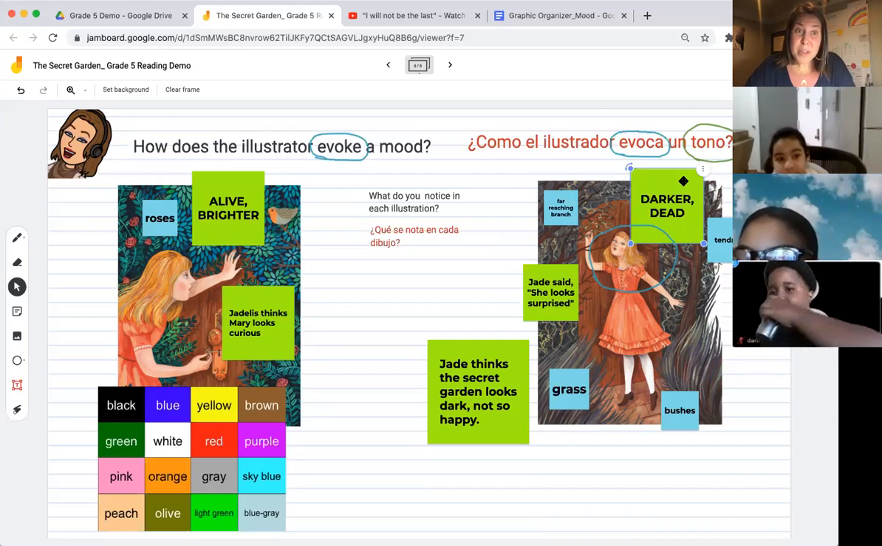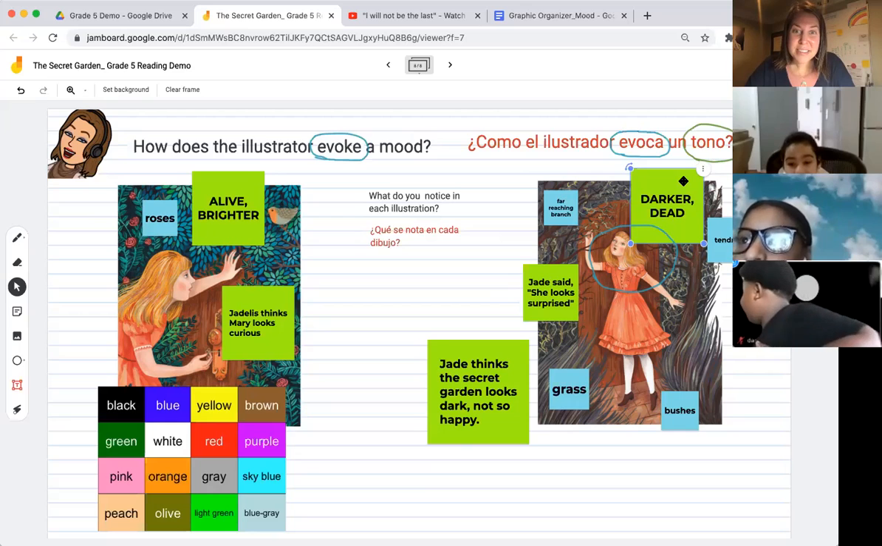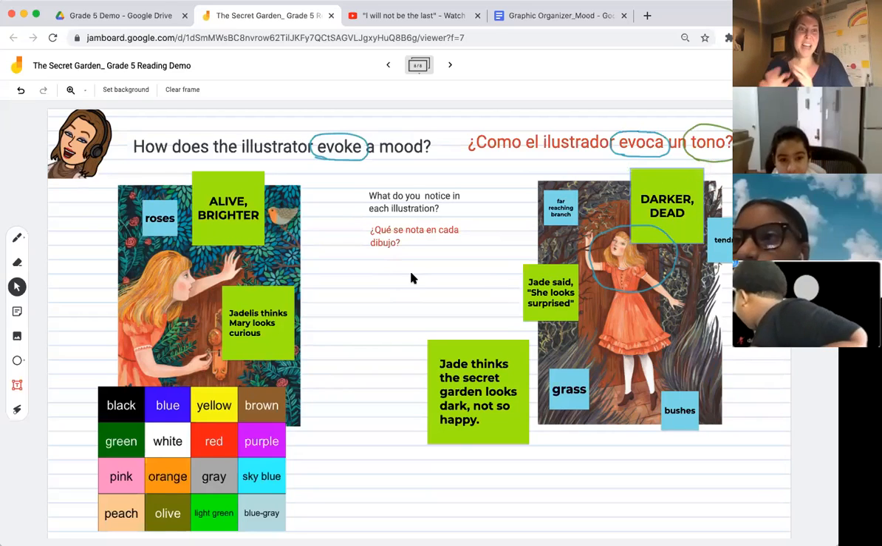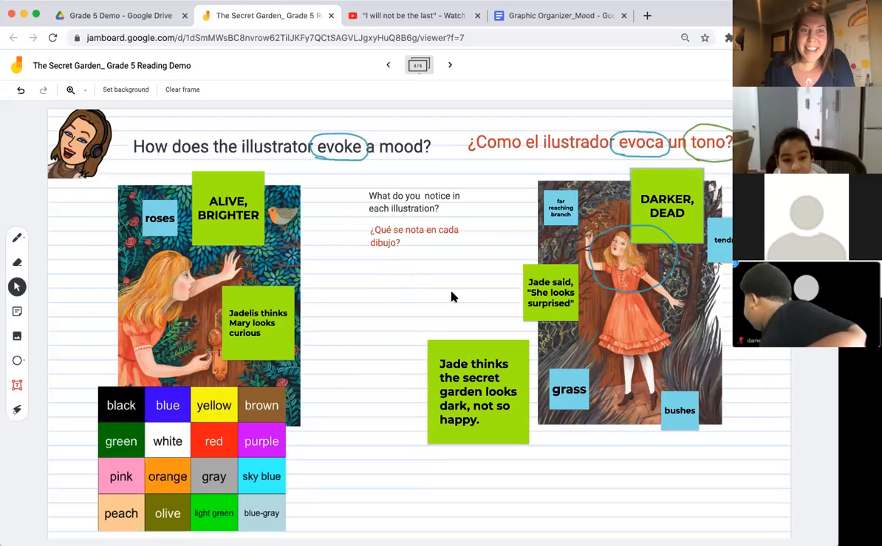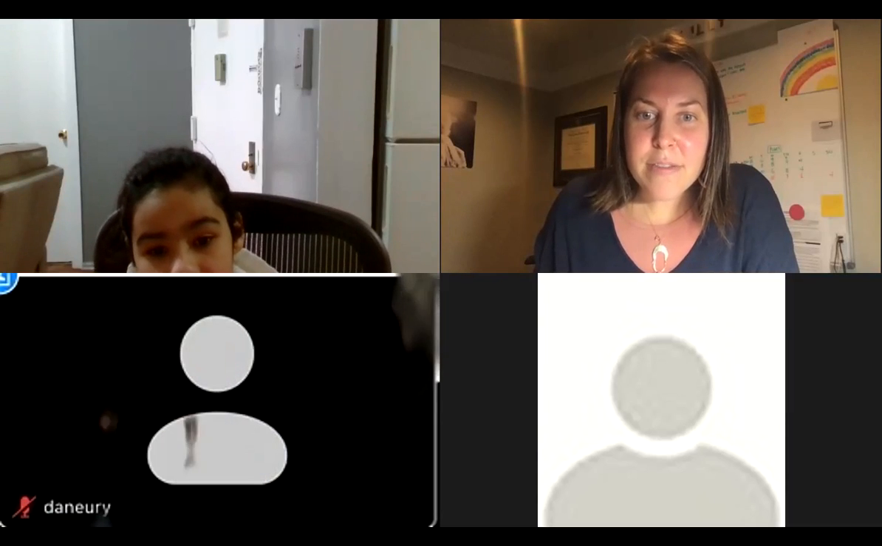Do you think that Mary's going to enjoy being in the secret garden? Would you? Maybe in the brighter one. Maybe in the brighter one? Feels like a happier place? Yeah. Cool. I kind of like the mystery of the secret garden. Okay. I am going to stop the share and I'm going to bring everybody back from the breakout rooms.